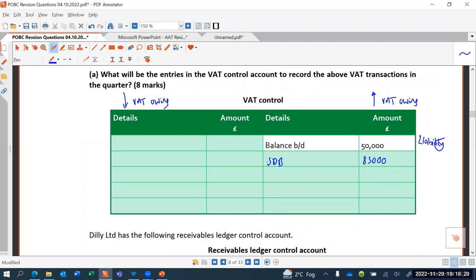So the sales day book is like the opposite of the sales returns day book. So it has to go on the opposite side. And the sales returns day book had £3,000 of VAT in there. So they sort of almost live together, but just on opposite sides of the account. Polar opposites of each other. So if you can do one, you can do the other. That's the point I'm getting at.